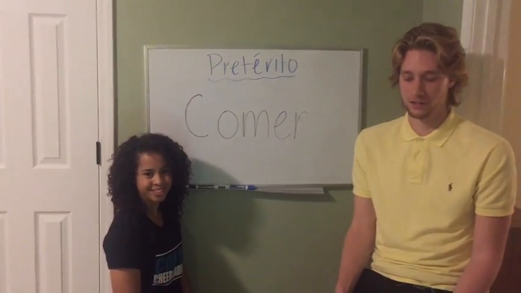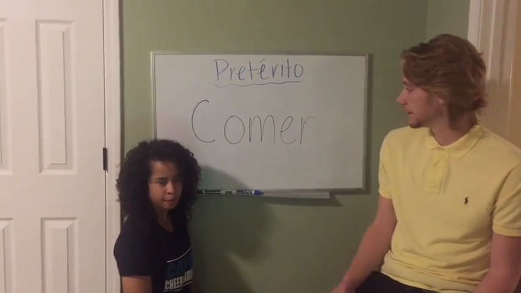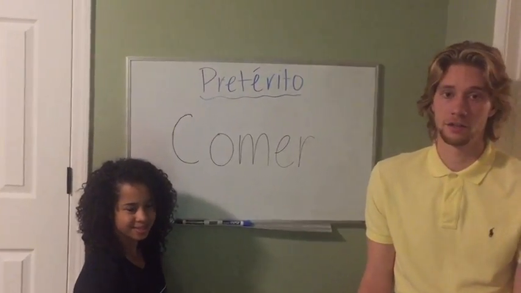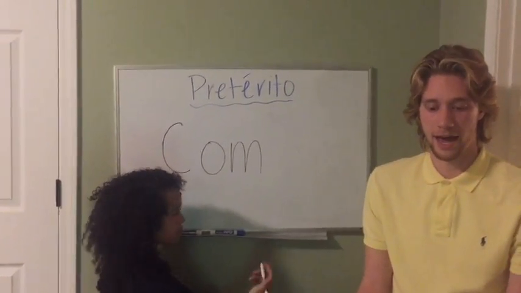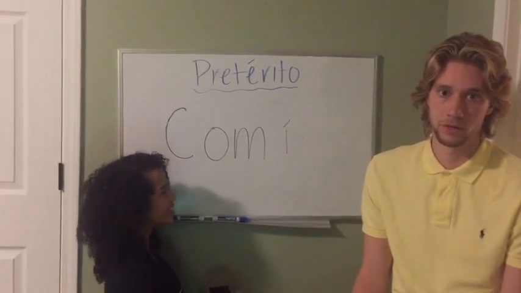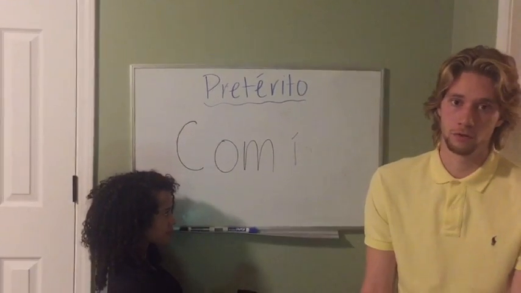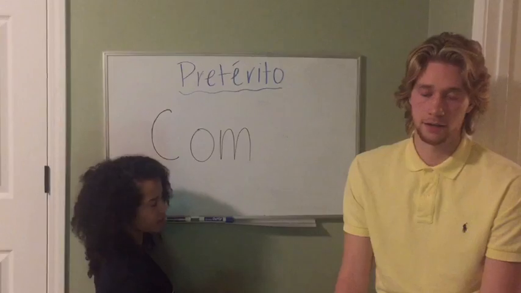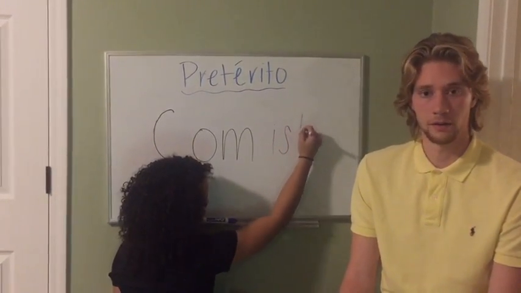An example conjugating an ER verb in the preterite form is comer. To conjugate comer into the preterite yo form, we'll drop the ER ending and add í with the accent over the top. To conjugate comer into the tú form, we'll drop the ER and add iste, which would mean you ate.